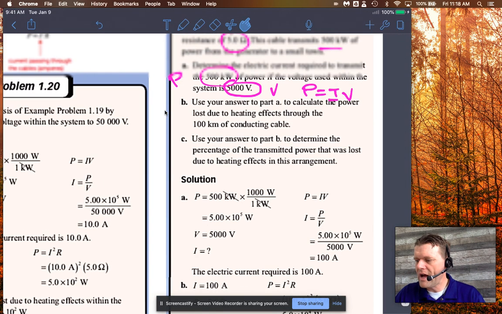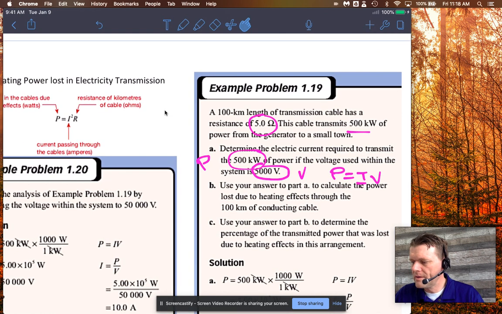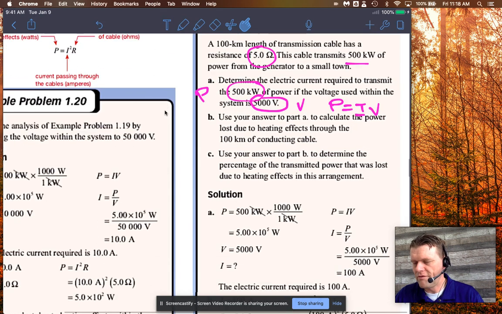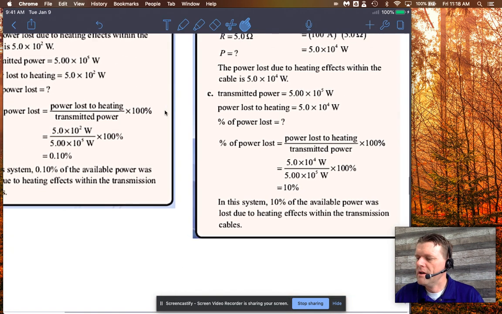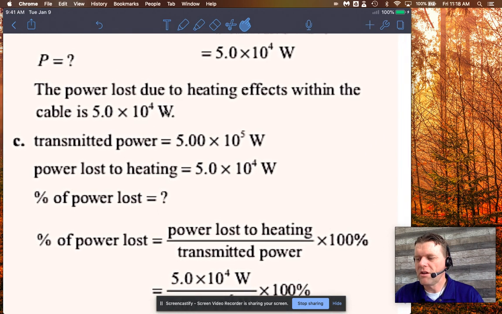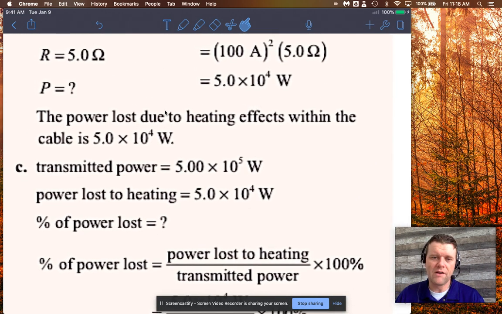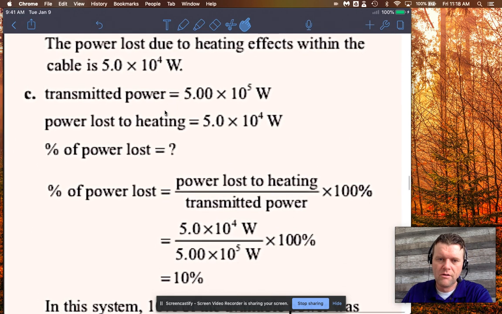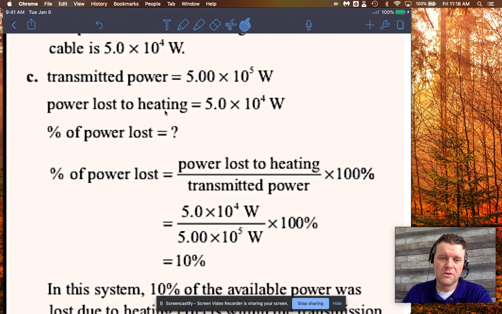That's the amount of power that's transmitted, 500 kilowatts. So that's 5 times 10 to the 5th. The power that's lost to heating, we just calculated as 5 times 10 to the fourth. So we can do an efficiency calculation, which is what we're doing: the amount of power lost over the amount of power transmitted, as a percent. So basically it comes out to 10%.